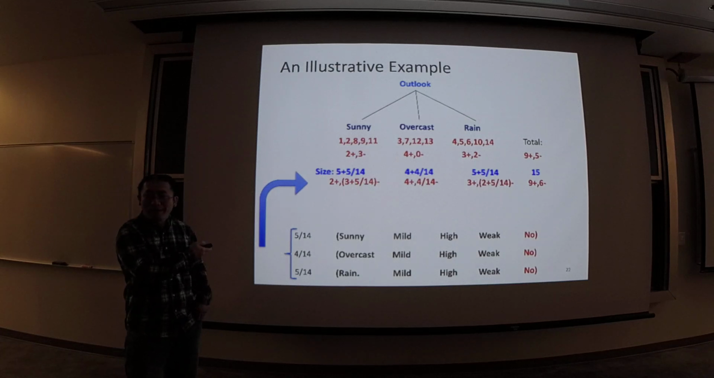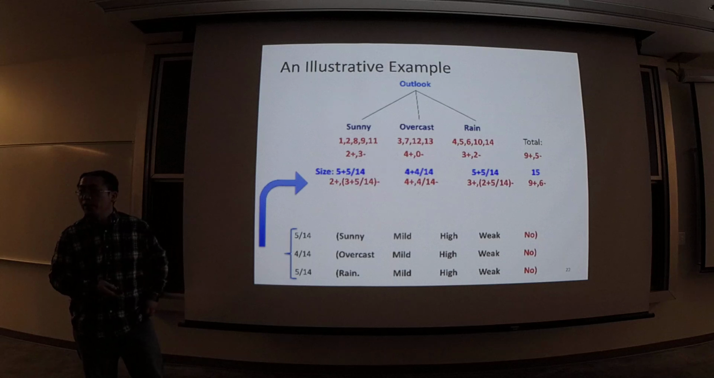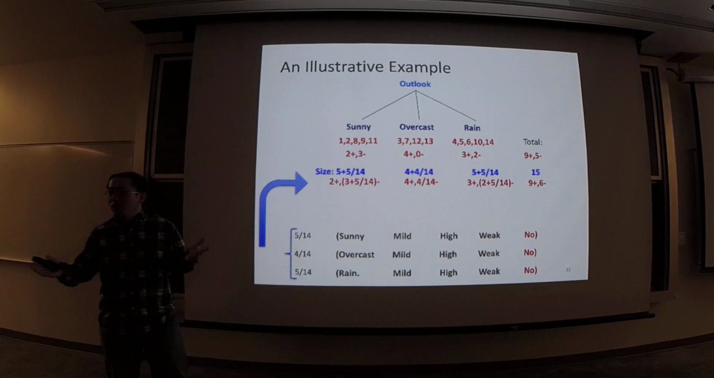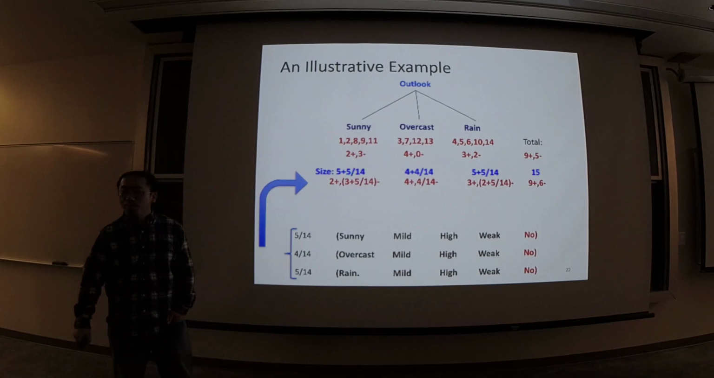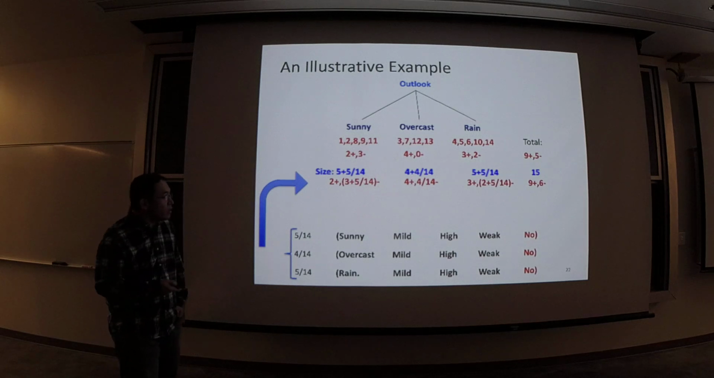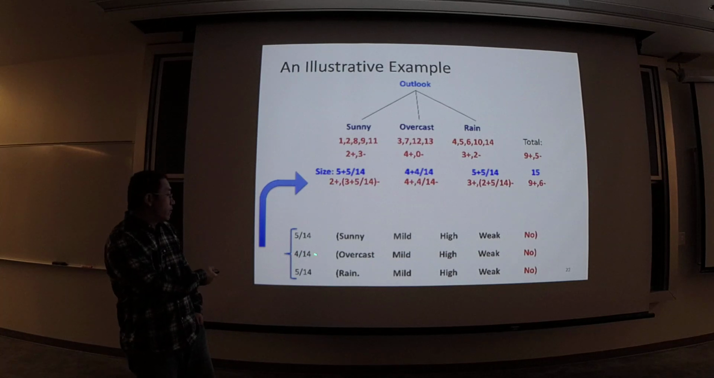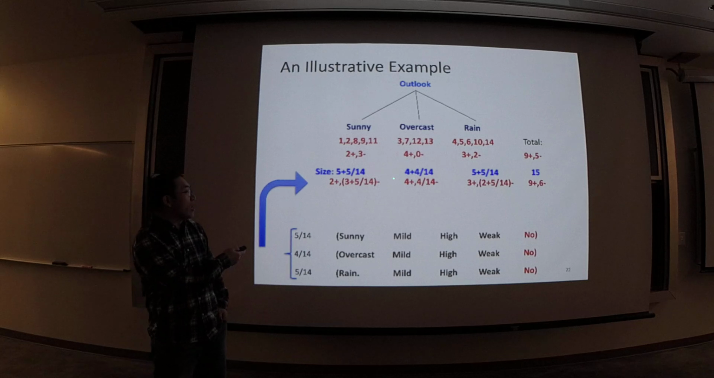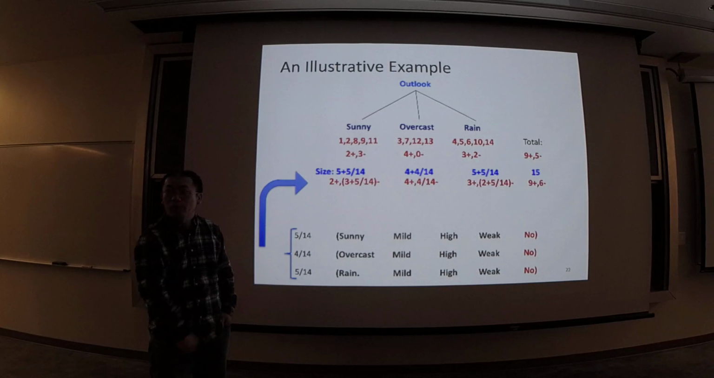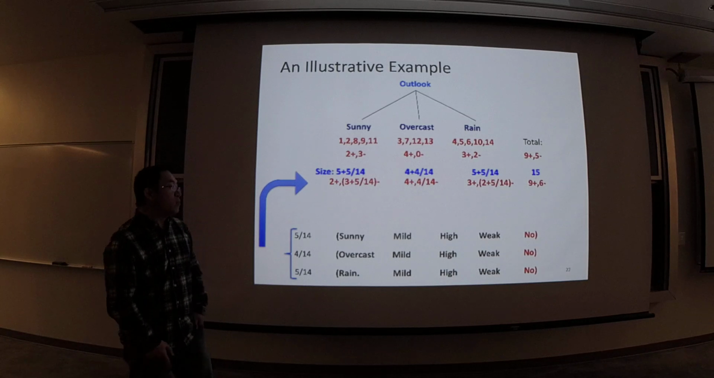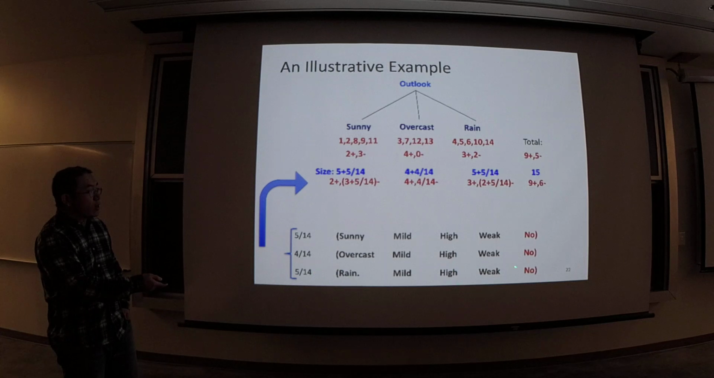So now you can see the counts for positive and negative are no longer integers, right? It's some kind of real value. And the size of the data is not an integer as well. It is 5 plus 5/14. So similarly, for the Overcast subset, we should add this fractional example, 4/14, which is a negative example. That means we now have 4 positive and 4/14 negative example, right? And similarly, for the Rain subset, we'll have a 5/14 fractional Rain example, which is negative.